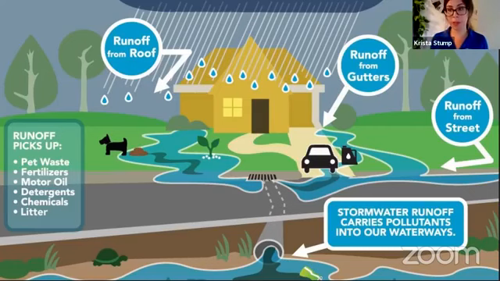And where does that water go? We typically direct that water into a drain, and pipe it into a stormwater pond or water body. And so all those pollutants are still in that water. It hasn't been treated until it gets to the stormwater pond.